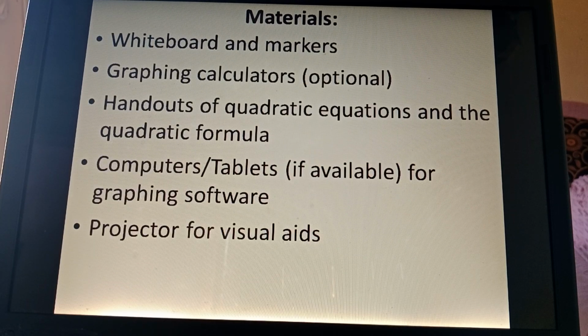Materials you require in this lesson are whiteboard and markers, graphing calculators, handouts of quadratic equations and the quadratic formula, computers or tablets if available for graphing software, or a projector for visual aids if they are available.